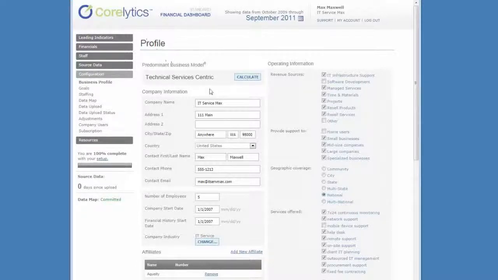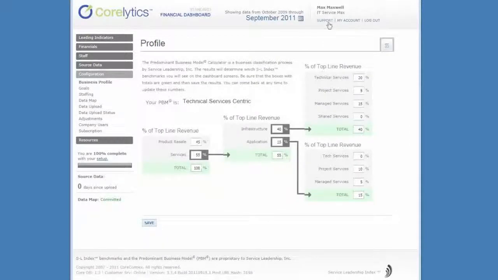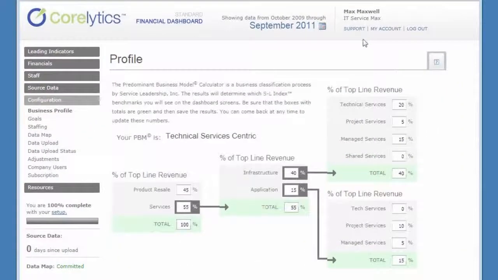If you're an IT service company, then you need to set your predominant business model, and if you need to know more about that, please visit our support pages, and it will discuss what the predominant business model means. In general terms, the predominant business model takes into consideration the fact that companies that are primarily managed service companies have a different profile, a different style even, than companies that are time and materials oriented.